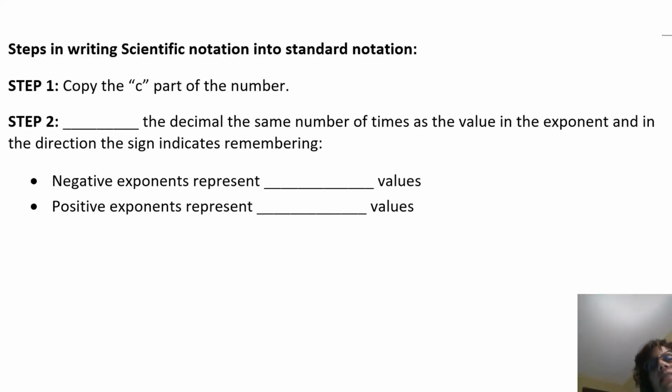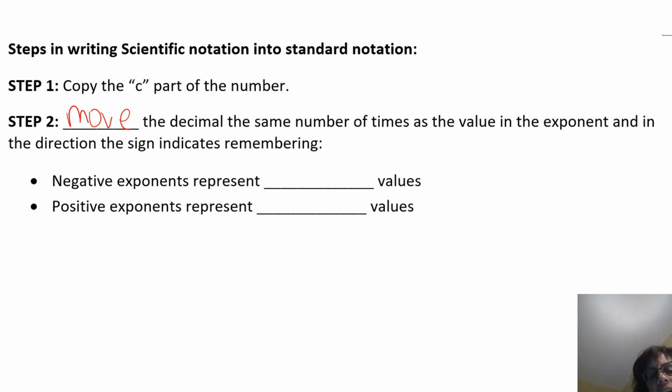All right, let's look at how to go now the other direction. Say you start in scientific notation and now we need to go to standard notation. That means a normal number. You're going to copy the C part of the number. Just copy it down, okay? Then you're going to move the decimal the same number of times as the value in the exponent and in the direction the sign indicates.